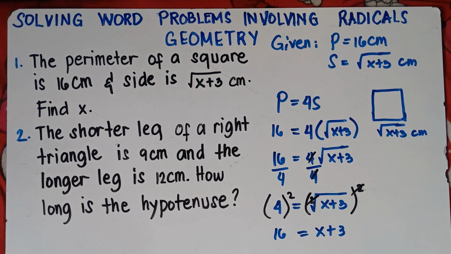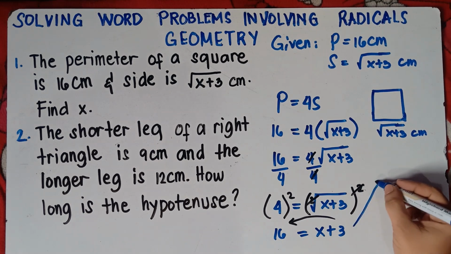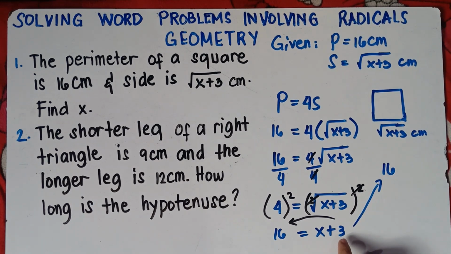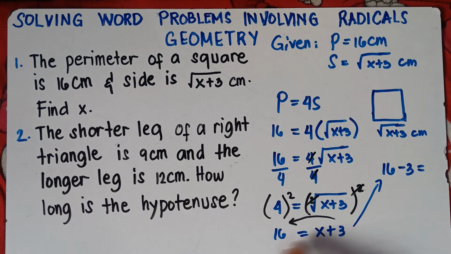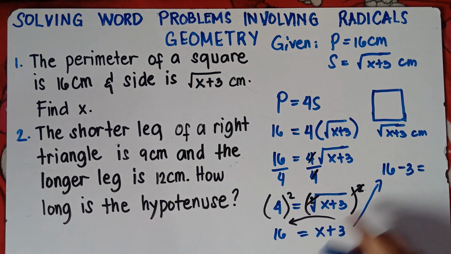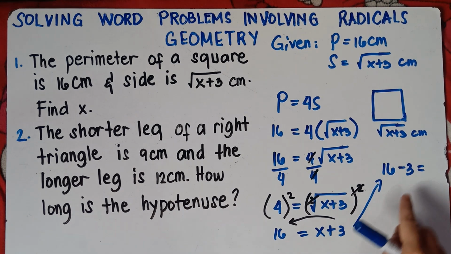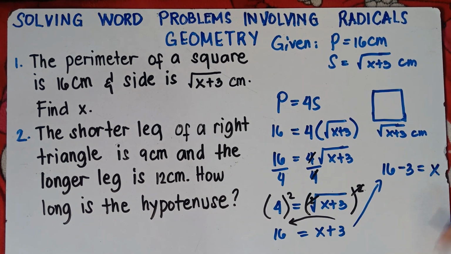Alright, and then to get the value of x, just simply transpose 3 from right to left. So this will be 16. You transpose 3 from right to left. This is positive 3, it will be negative 3. Sir, why do we need to transpose 3 from right to left? So that the remaining term, class, is only x, because we're told to find x. So, this will be 16 minus 3. Then, copy x. So, 16 minus 3, that would be 13 equals x. That's it, class.